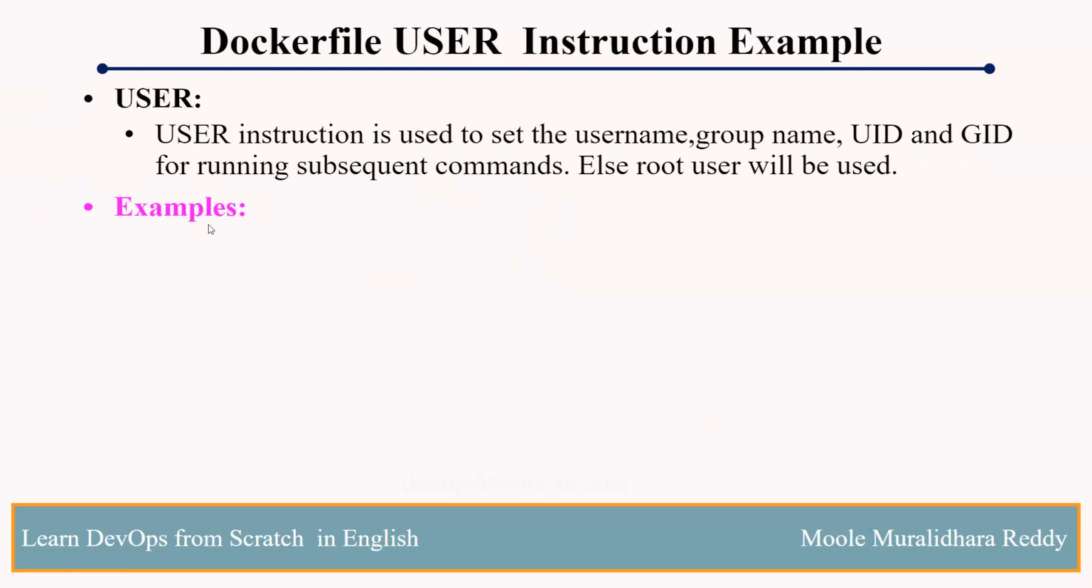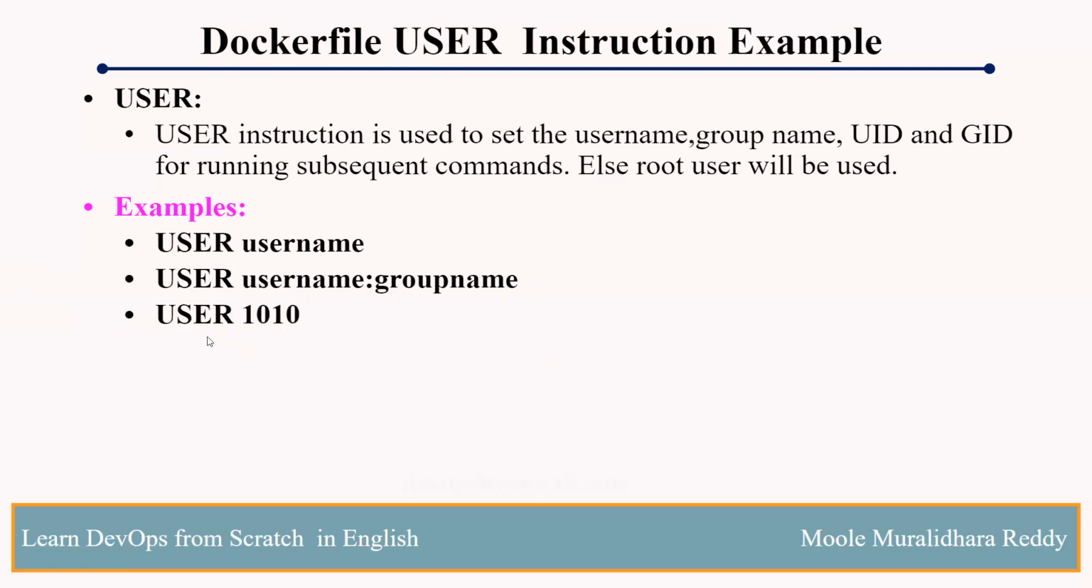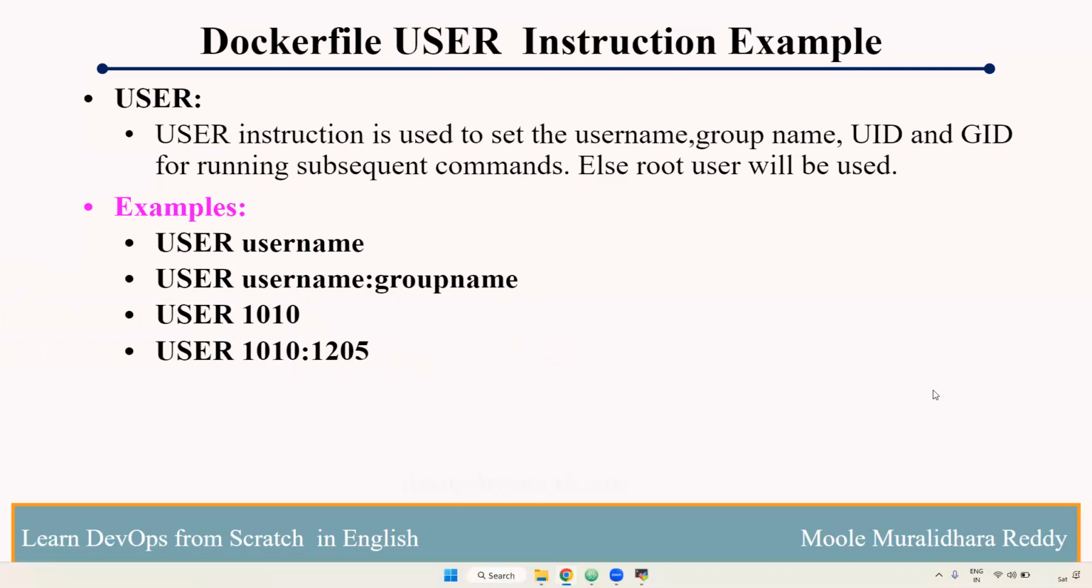Coming to the examples, if you see here, USER username. In case you want to specify the user and group name, the part after the colon is the group name and the part before is the username. If you want to define both UID and group ID, you can define it like this. I hope you understand, right? Any question?